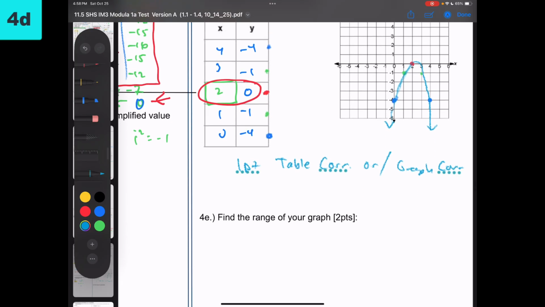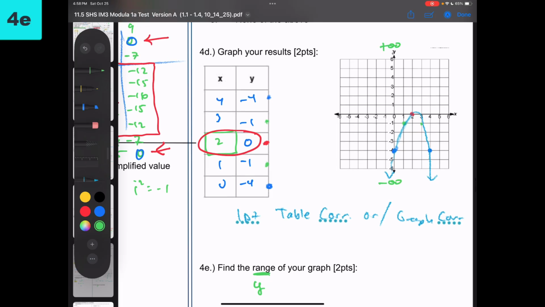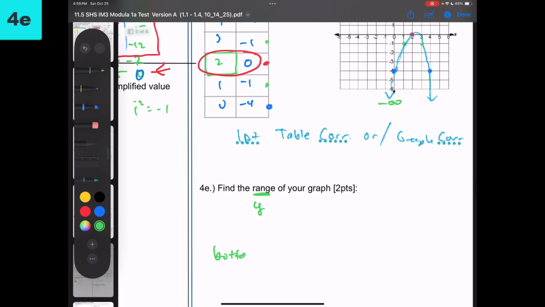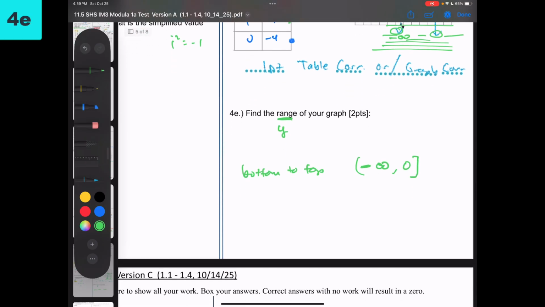Okay. The range refers to the y values, so negative numbers to positive numbers, and we're going to go bottom to top. Okay, so the first thing you touch on this graph is these arrows, and that's referring to all the negative numbers. Okay, always with positive, negative infinity, you have a parentheses. And then the last thing you touch is right here. And on the x-axis, that is 0. So that is your answer.